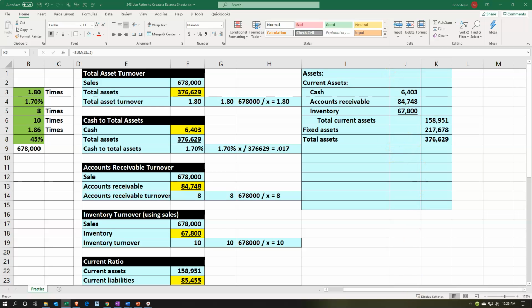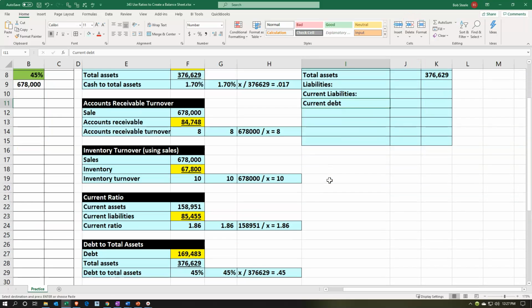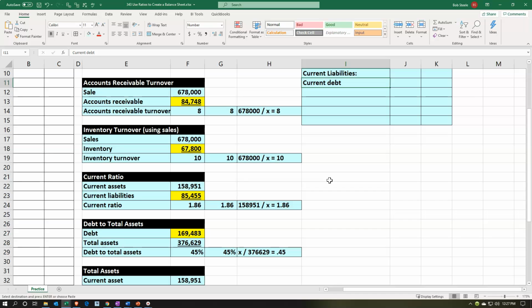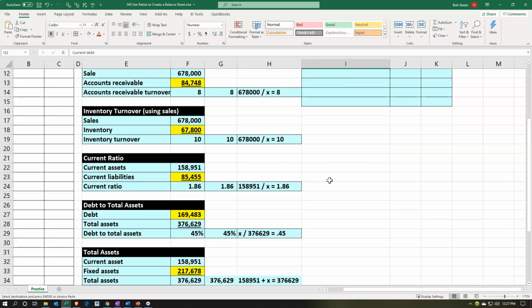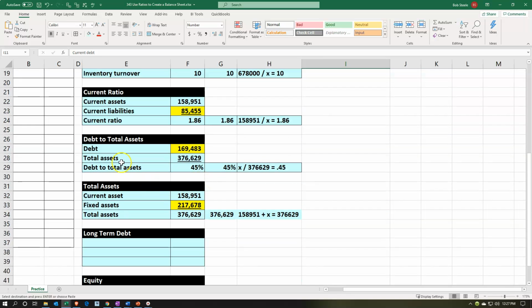So we're going to say, okay, that makes sense. Then we're going to go to the liabilities. So let's go to the liabilities, and we'll have current liabilities, which is going to be the current debt versus the long-term debt. So the current debt, the total debt we have here, we need to break it out between the current and long term. So let's see if we can do that calculation down here.